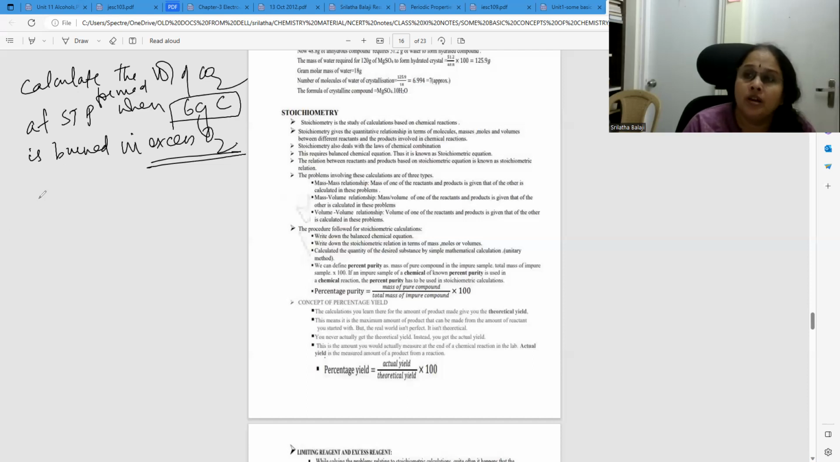Can you bring the equation here? Read the question, understand, identify what is the reaction. Accordingly, you give the stoichiometric equation. So what is the balanced chemical equation?